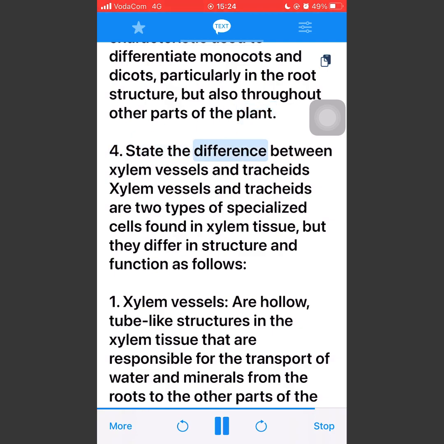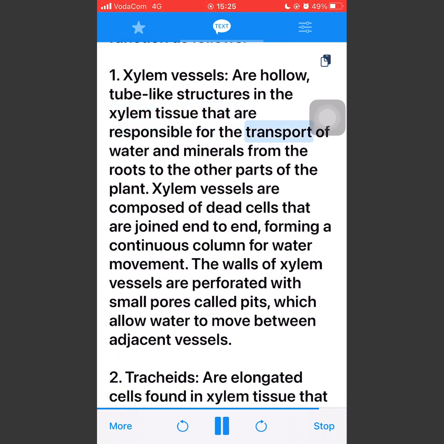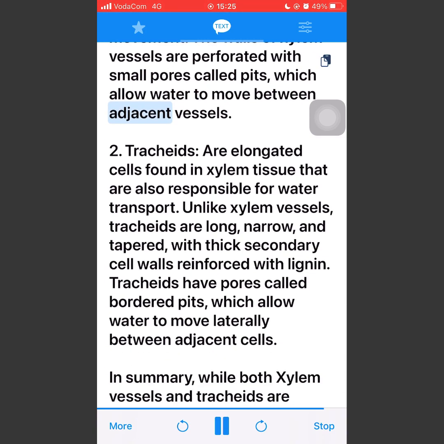4. State the difference between xylem vessels and tracheids. Xylem vessels and tracheids are two types of specialized cells found in xylem tissue, but they differ in structure and function as follows. 1. Xylem vessels are hollow, tube-like structures in the xylem tissue that are responsible for the transport of water and minerals from the roots to the other parts of the plant. Xylem vessels are composed of dead cells that are joined end-to-end, forming a continuous column for water movement. The walls of xylem vessels are perforated with small pores called pits, which allow water to move between adjacent vessels.